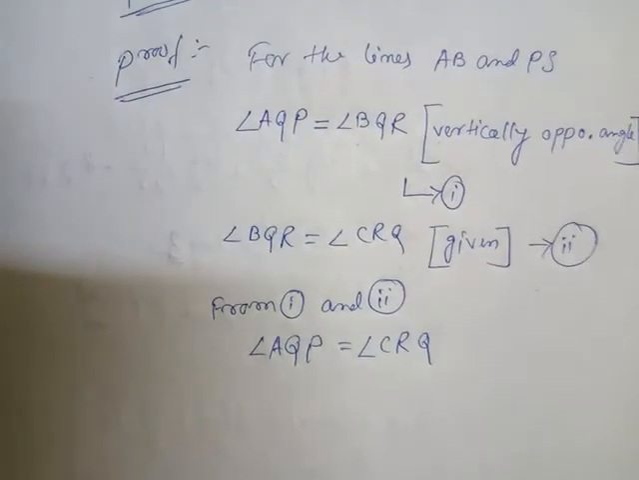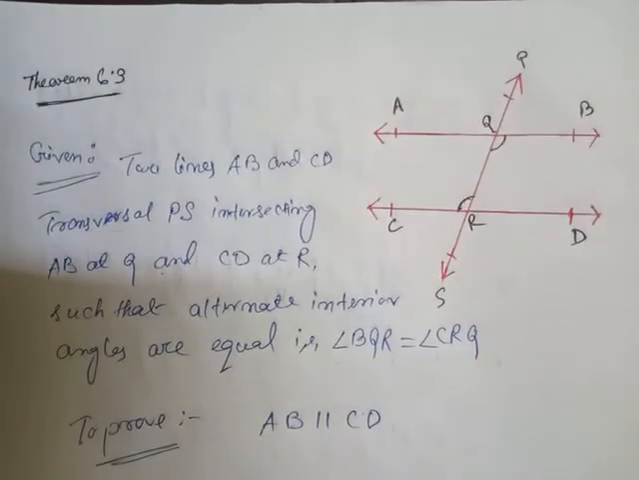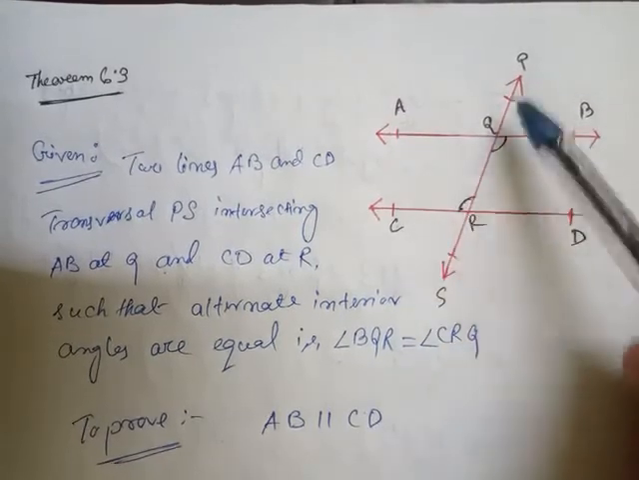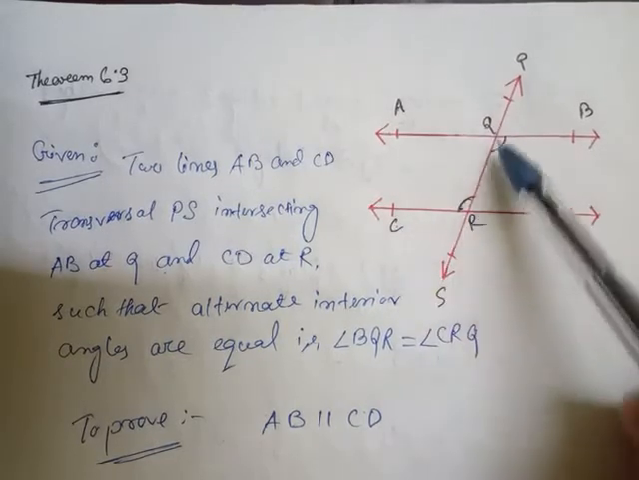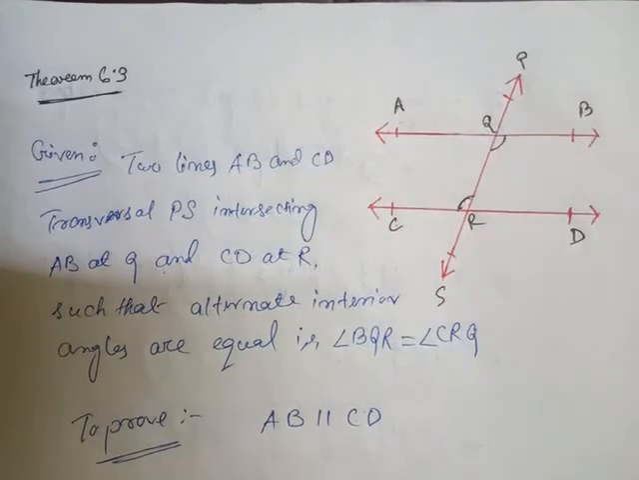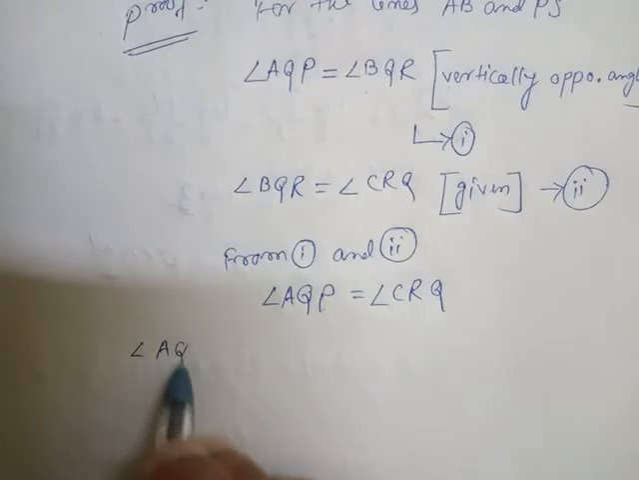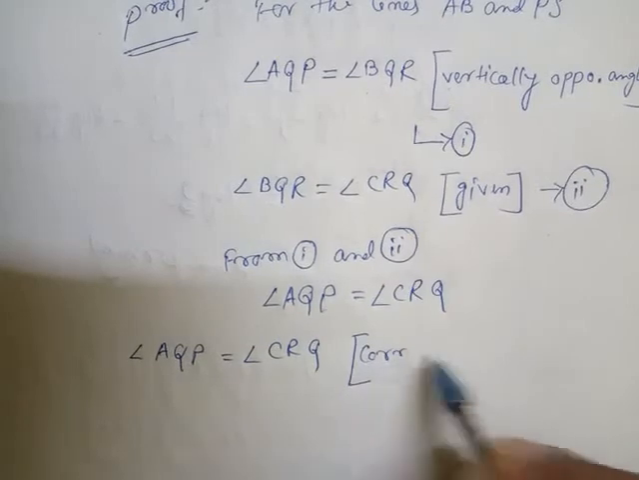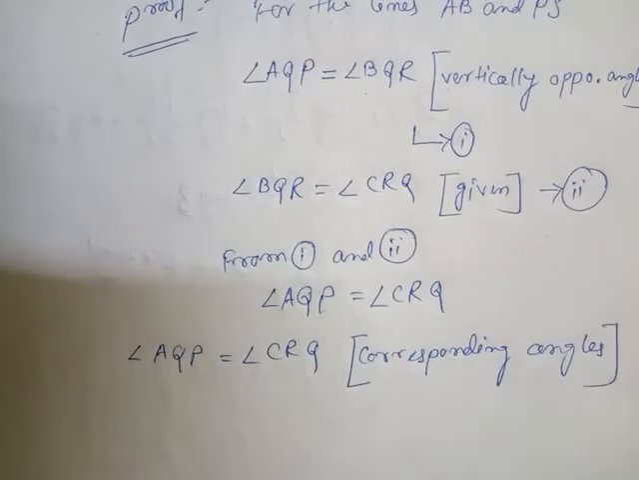Now look after that. Look here students, angle AQP and CRQ. Now look in the diagram, AQP and CRQ. AQP means this angle and CRQ means this angle, which means these two angles. I repeat again, AQP means this angle and CRQ means this angle. These two angles are corresponding angles. So we write here that angle AQP equal to angle CRQ. In bracket we can write here corresponding angles.